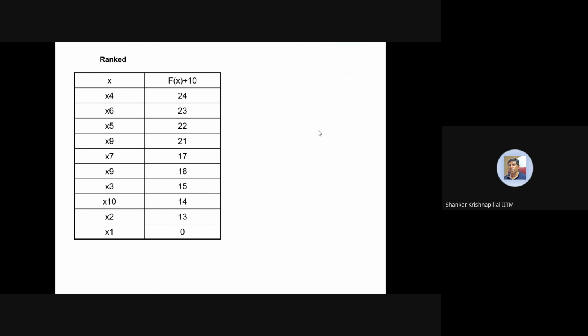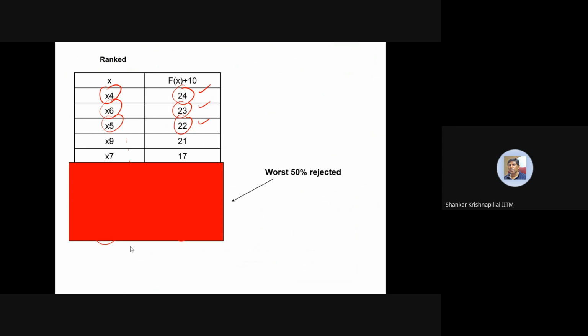Then you have to rank them. Out of this, x4 is on top because it has the highest objective function value. Next is x6, 23. Next is x5, 22. So it is ranked like this. Obviously, the worst is the 0 value at the bottom. The worst 50% is rejected, the first 1, 2, 3, 4, 5 are accepted as parents.